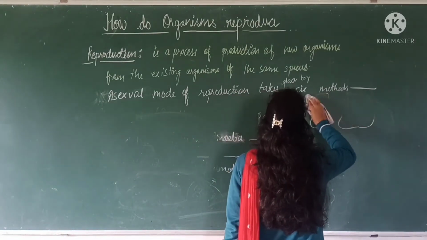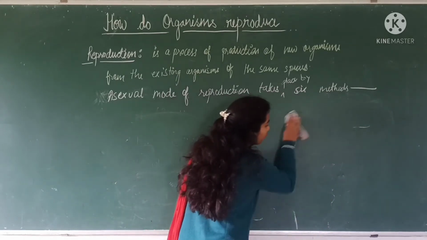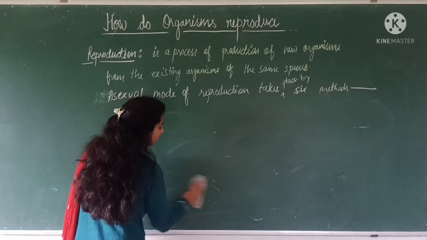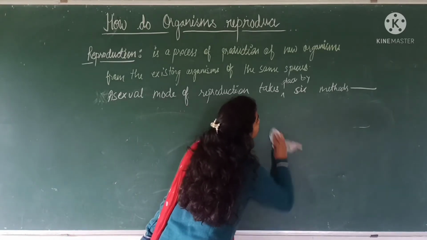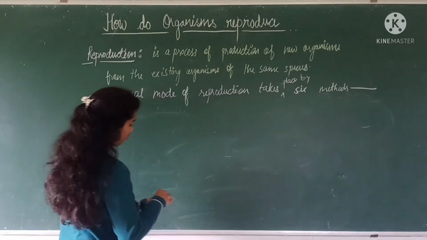Paramecium is also divided by binary fission. Now we are going to discuss the next method of asexual reproduction, that is budding.